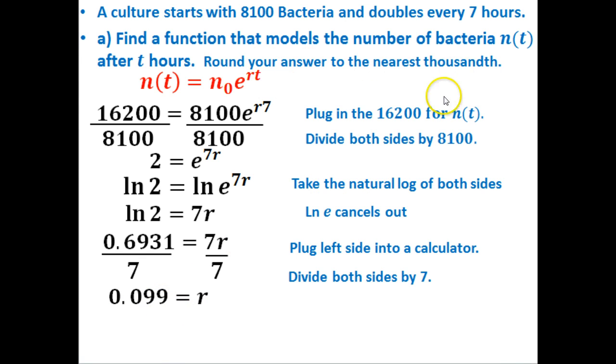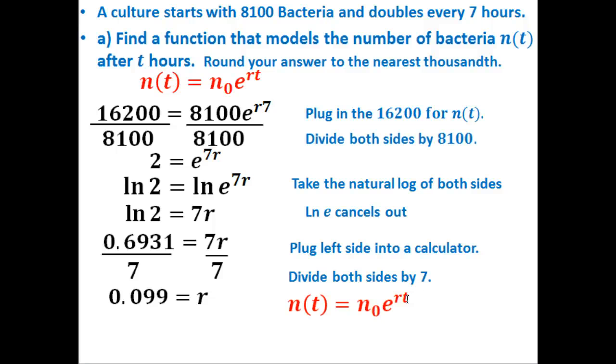Now it asked me to round it to the nearest thousandth, and this is the nearest thousandth, 3 decimal places. So that is my rate in this case. Now I go back to my original exponential growth model, and this is the model that I'm going to use. I'm just going to fill in the information that I know. I know N of 0, that's our 8,100, and time is the one we don't know, so we can use it all the time if we want to try to find after 8 hours, after 12 hours.